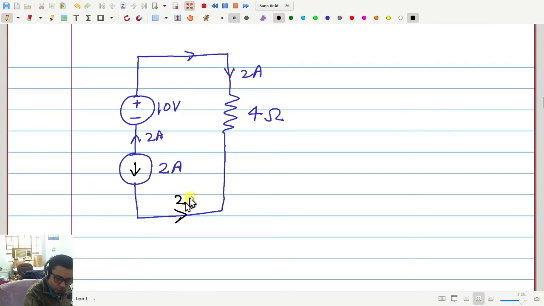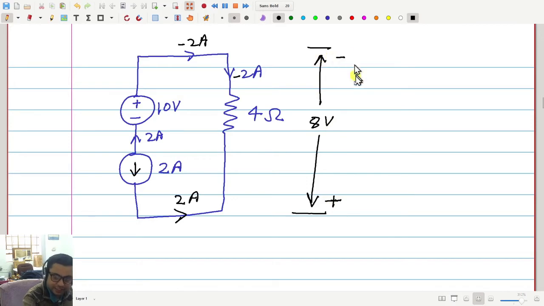Then that will be 18 volt. 2 ampere current will flow in this direction. Okay, that means this current will be minus 2 ampere, or you can say minus 2 ampere here. Now that would mean a voltage of 8 volt with lower side positive and higher side negative, okay, and that means this voltage should be how much? 18 volts, sir. Minus 18 volts.